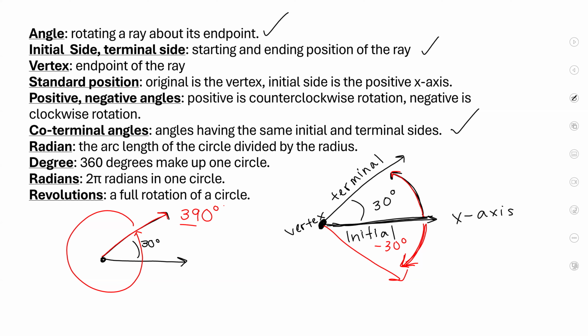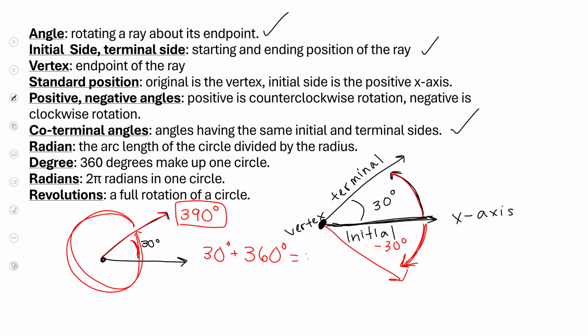How did I get 390 degrees? Yes, it's the original angle, which is 30 degrees, plus doing a full circle, which is what? Yep, 360 degrees. So 360 degrees plus 30 is 390 degrees. So guys, notice these angles are in the same position. So this is called a coterminal angle. They share the same terminal side. Now, this is my positive coterminal angle.